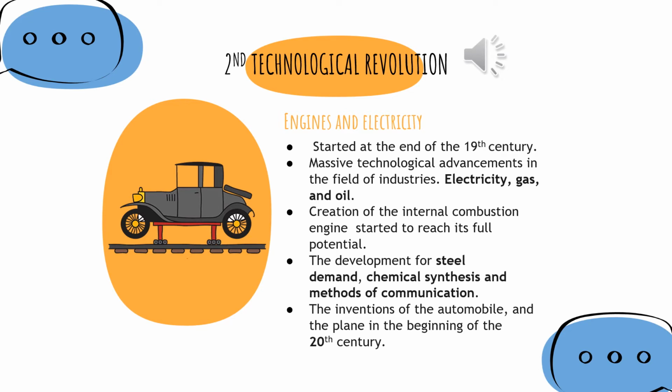Important points of the second industrial revolution were the development of steel, demand for chemical synthesis, and methods of communication such as the telegraph and the telephone. Finally, the invention of the automobile and the plane at the beginning of the 20th century are the reason why, to this day, the second industrial revolution is considered the most important one.